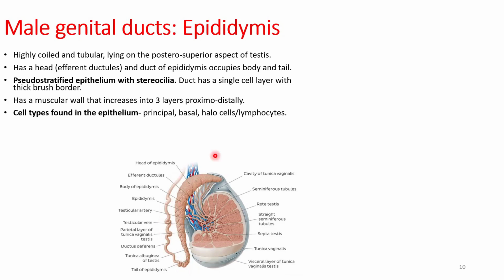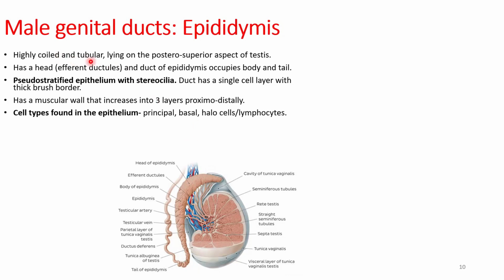This epididymis will contain a pseudostratified epithelium with stereocilia. That's its epithelium. In addition, it will also contain a muscular component, which will increase proximodistally. So from here, it will increase proximodistally. Why is it increasing? To enable the contractile function. In addition, it will also be covered by a serosa.